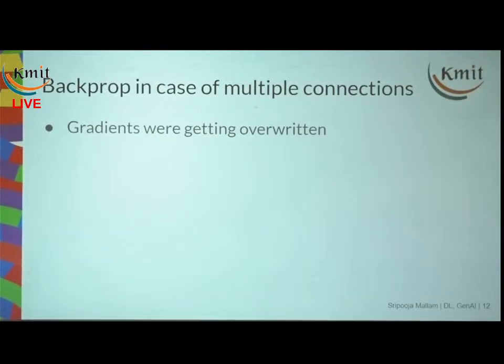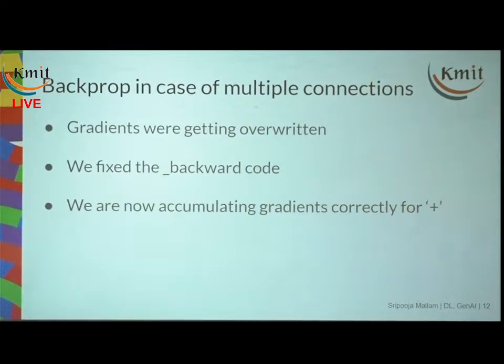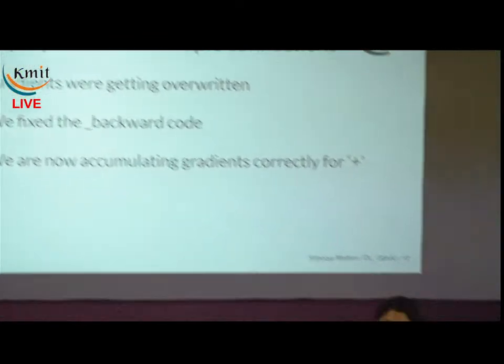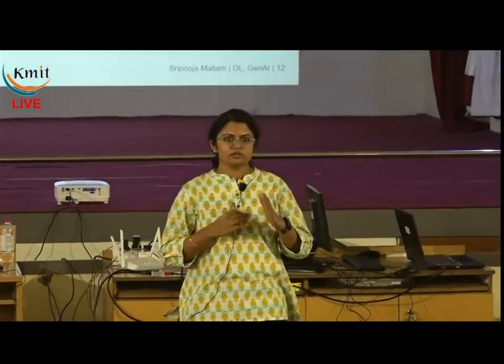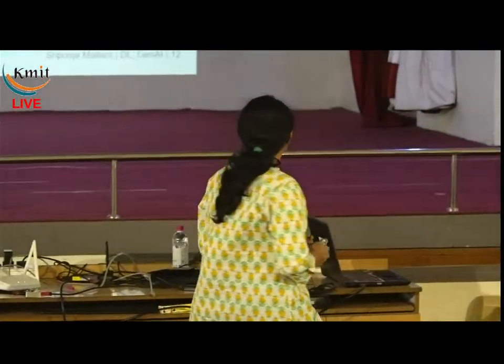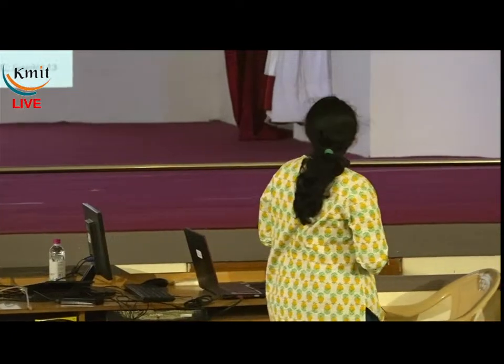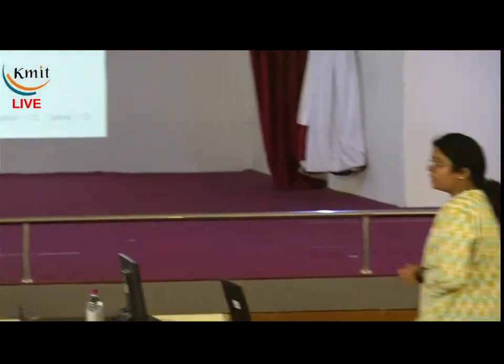Now we understood the gradients were getting overwritten, all good. We fixed it in case of addition. Now we fix the backward code. This is working fine for a plus operation. But is addition the only operation that we encountered so far? What are the other operations that we dealt with? Multiplication, tanh, correct? So we used these operations quite frequently. What about those? Now let's consider multiplication.